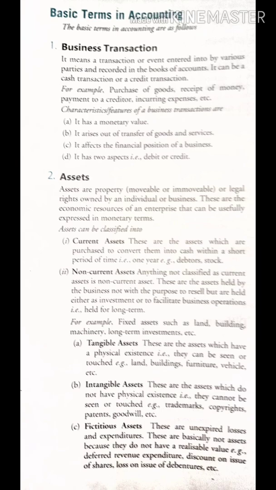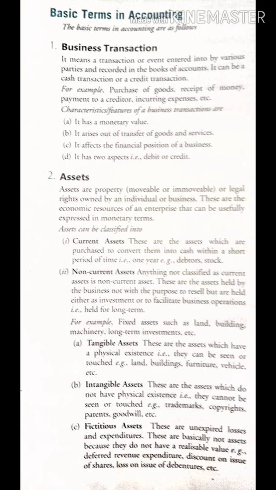Now non-current assets. Anything not classified as current assets is non-current assets. That means anything which is not falling under current assets is non-current assets. These are the assets held by the business not with the purpose to resell but held either as investment or to facilitate business operations. Now do remember these are long-term assets. That means these are being held by the business for any time, if any future crisis arises or any time we can use in future for long term. This can be investment or any type.